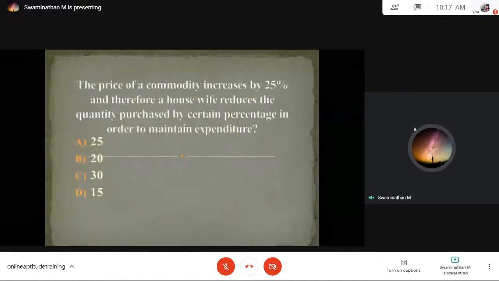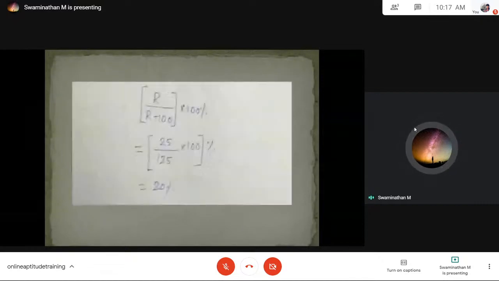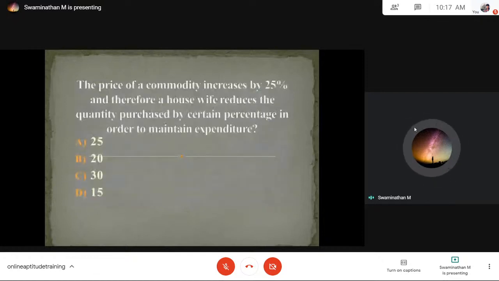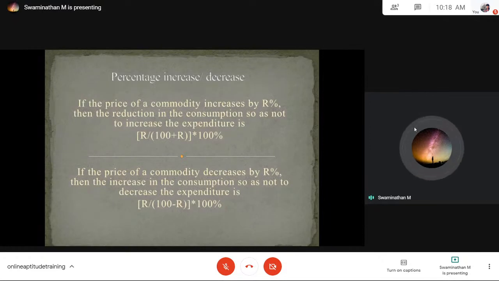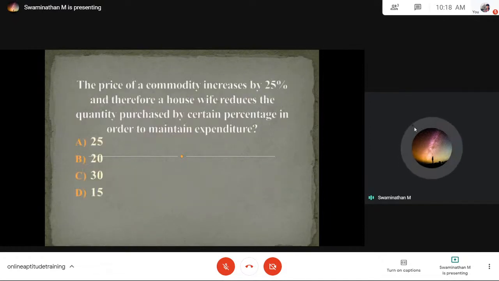Okay. Hope you all solved. I'm explaining the answer here. That is R by R plus 100 into 100%. That is 25 by 125. I'm getting 20%. So if price is increased by 25%, the quantity purchased decreases by 20%. Few might have a thought that if increased by 25%, then the decrease is also 25. No, it's not the case here. You have to apply this formula R by 100 plus R into 100%. So it's 20% here.